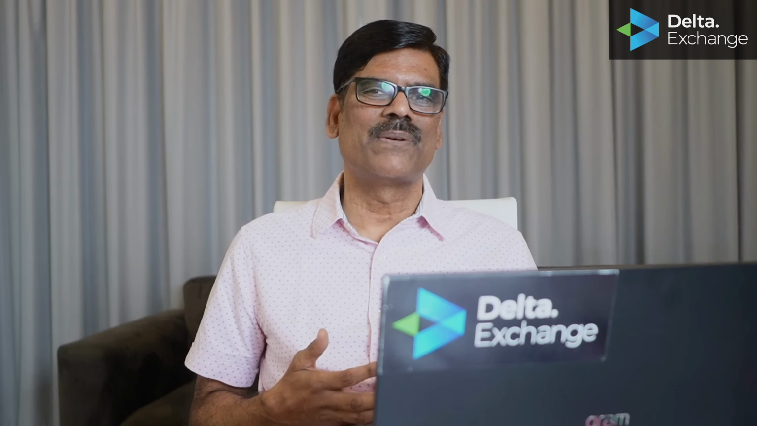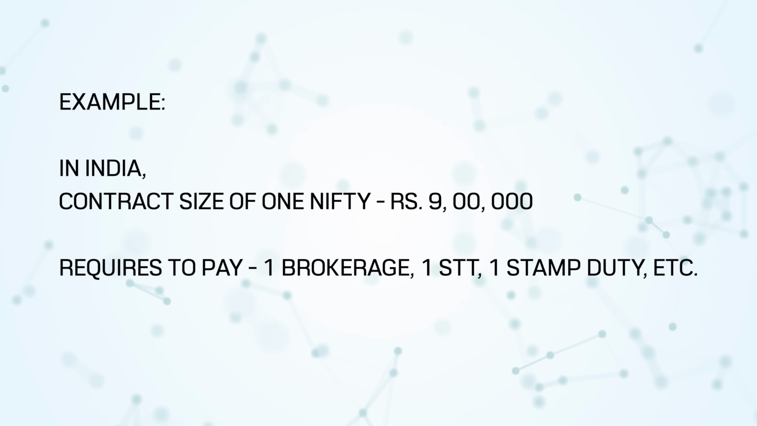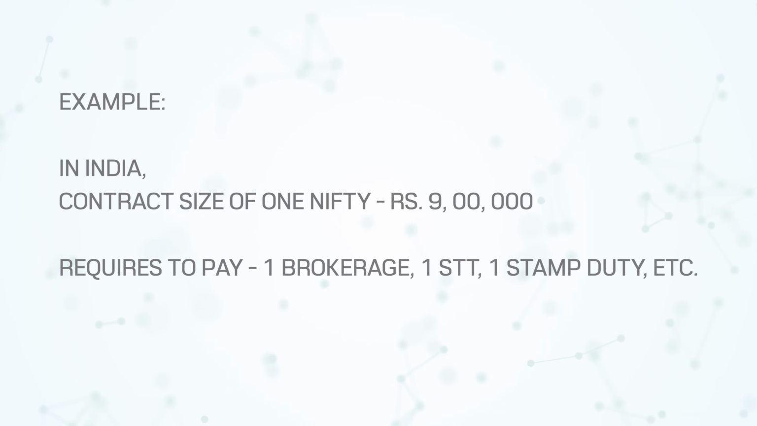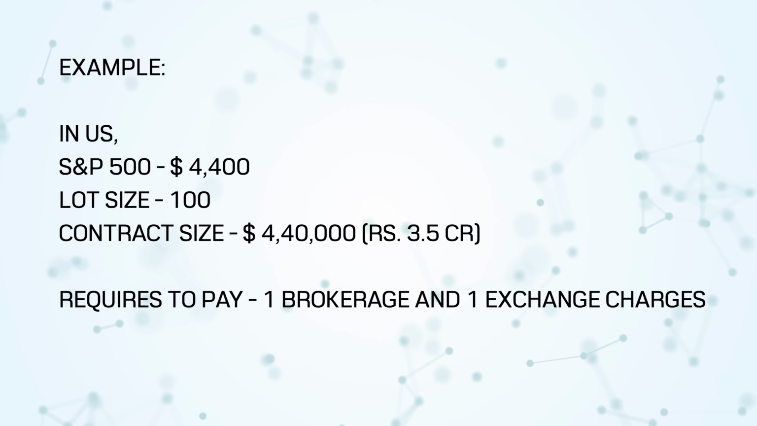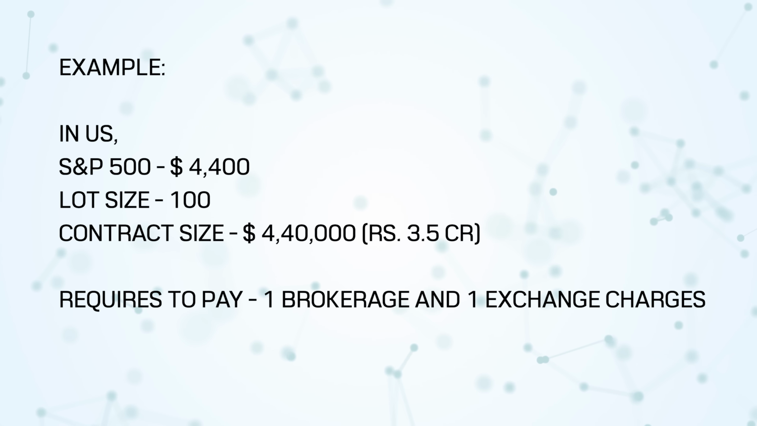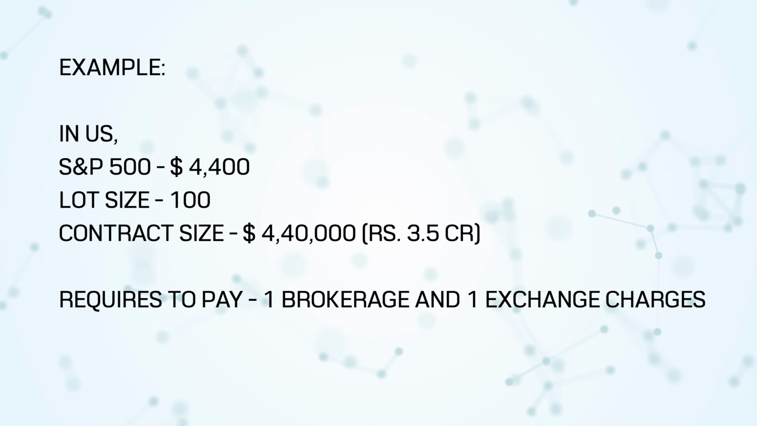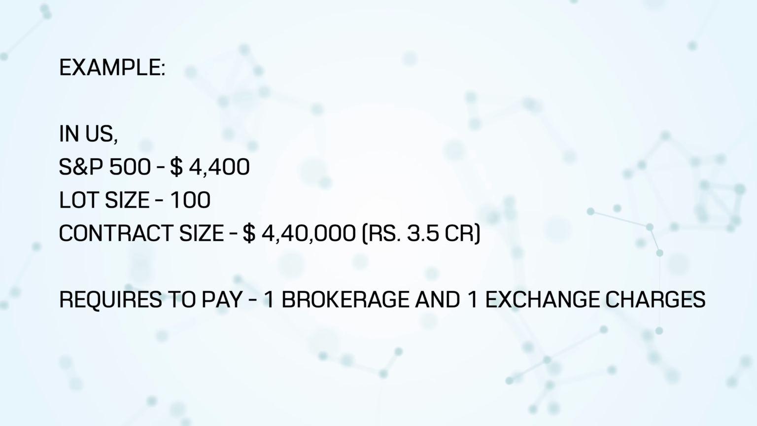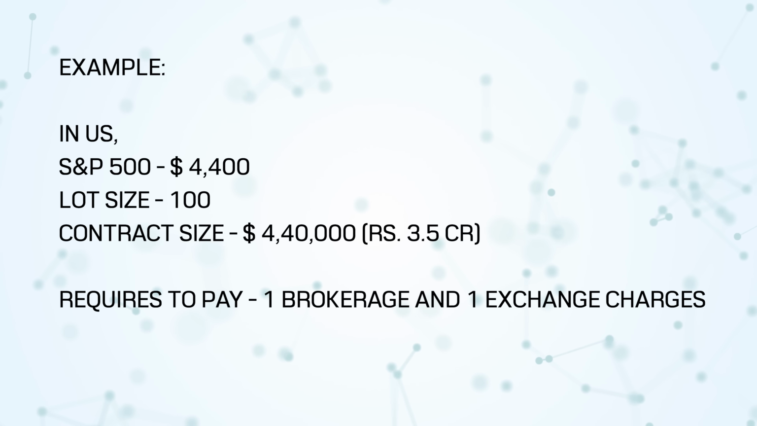Just to give you one example, one Nifty contract size is about 9 lakh rupees. For 9 lakh rupees, you pay one brokerage, one STT, one stamp duty, and so many things. But in US, if you want to do the same thing, S&P 500 is around 4,400 and the lot size is 100. So that is 4,400 into 100, $440,000, which translates into 3.5 crore. For 3.5 crore, you pay only one brokerage. Of course, there is no STT or stamp duty in the US market. You just pay one brokerage and one exchange charge.